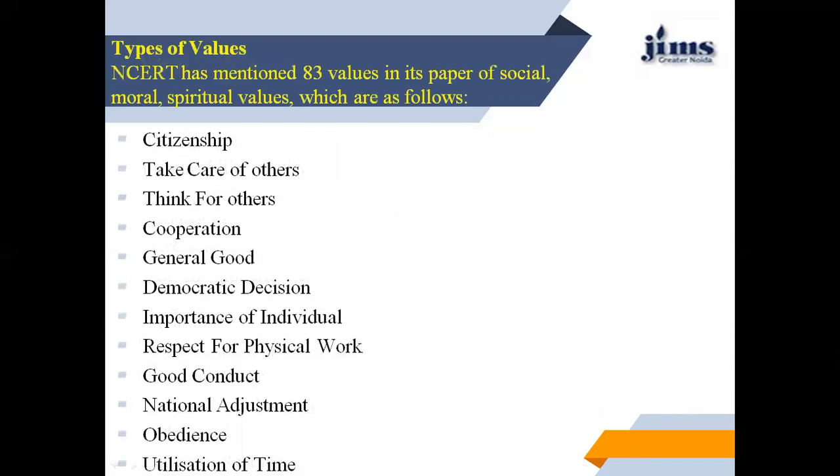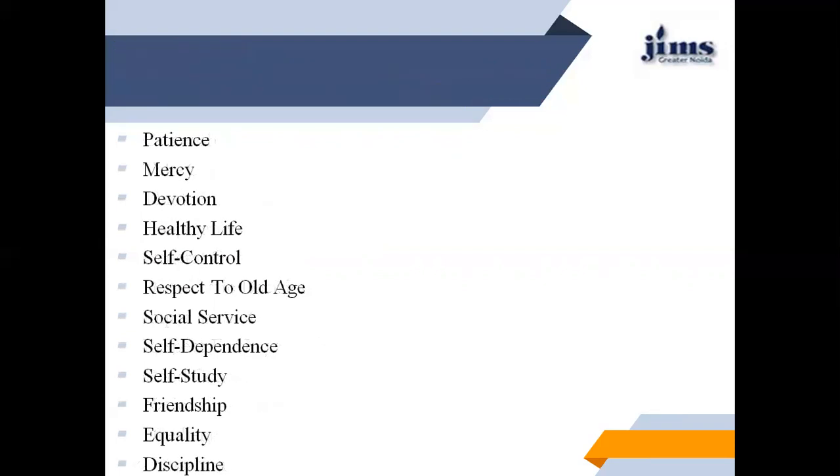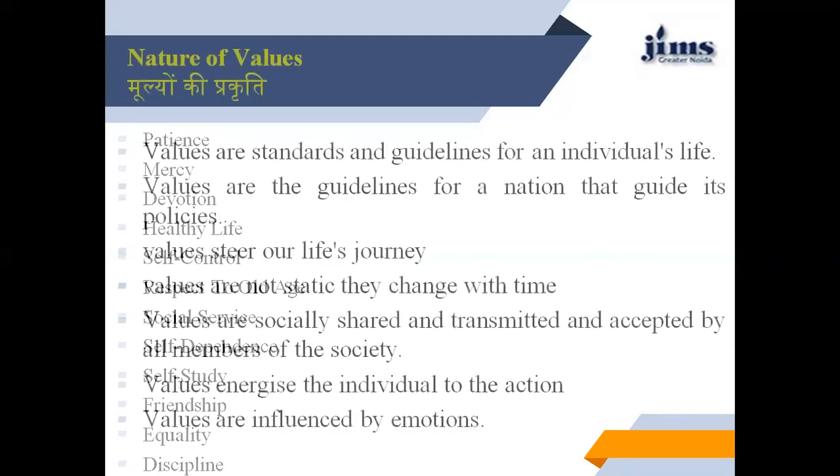Types of values. NCERT has mentioned 83 values in its paper of social, moral, spiritual values, which are as follows. Number one, citizenship. Take care of others. Think for others. Cooperation. General good. Democratic decision. Importance of individual, respect for physical work, good conduct, national adjustment, obedience, utilization of time, patience, mercy, devotion, healthy life, self-control, respect to old age, social service, self-dependence, self-study, friendship, equality, discipline, etc.